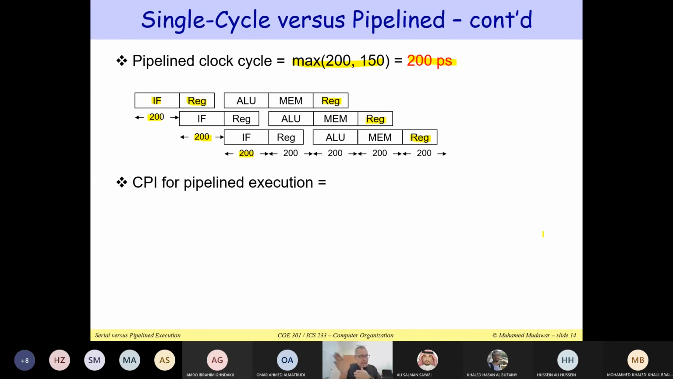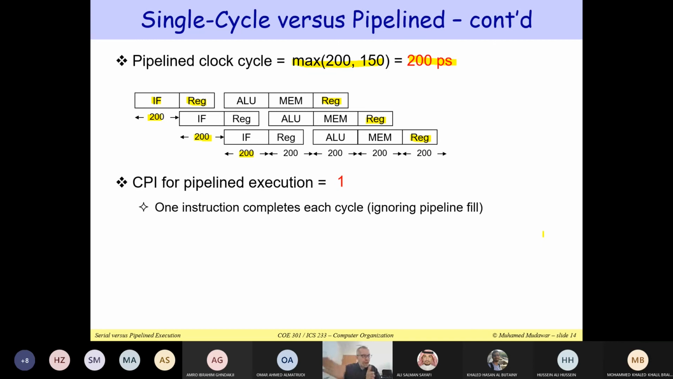Forget the time to fill the pipeline. Because we have a large number of instructions in our program, forget the time to fill the pipeline. Once we have filled the pipeline with instructions, if you look at the last stage of the pipeline, you can see the program completing one instruction every cycle. You finish one, then you finish the next one. So the CPI for pipeline execution is also 1.